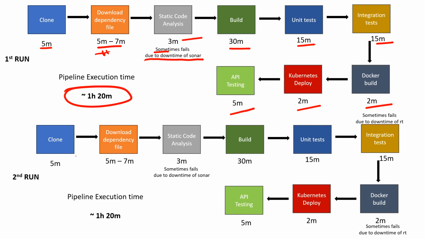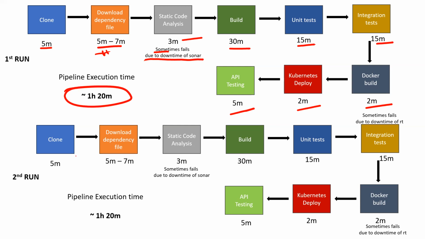For the further times, like the second time, third time, if it is taking the same time, assuming this is the Maven build and Maven unit test cases, it shouldn't take this much time. So how do we make sure that we reduce the execution time of the entire pipeline? That is the requirement scenario that we are in.